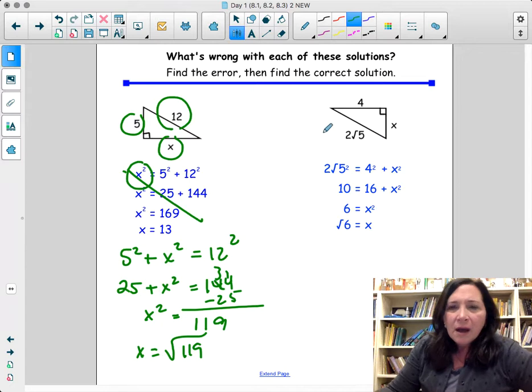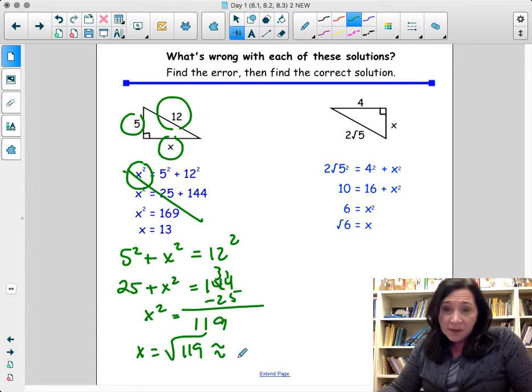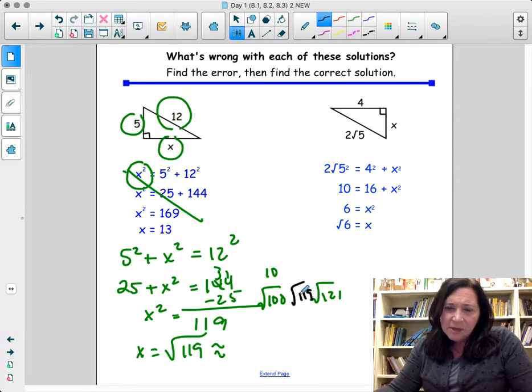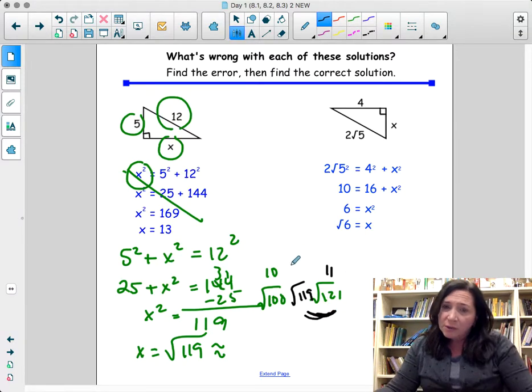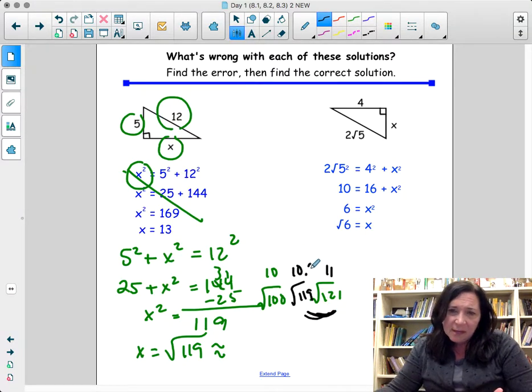Okay. And because you don't have a calculator right now, you can approximate that because that's in between the square root of 100, that's 10, and the square root of 121. See the 119, you see that, right? That 119 is in between that, and that's 11. So this is super close to 11. So I might even say that this is like 10.8 or even 10.9.